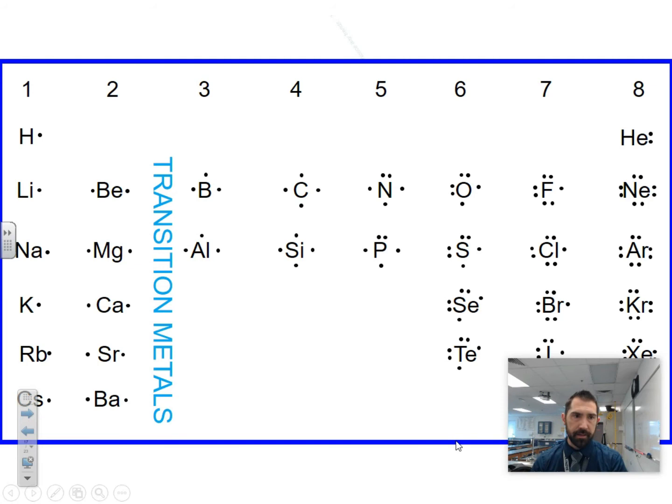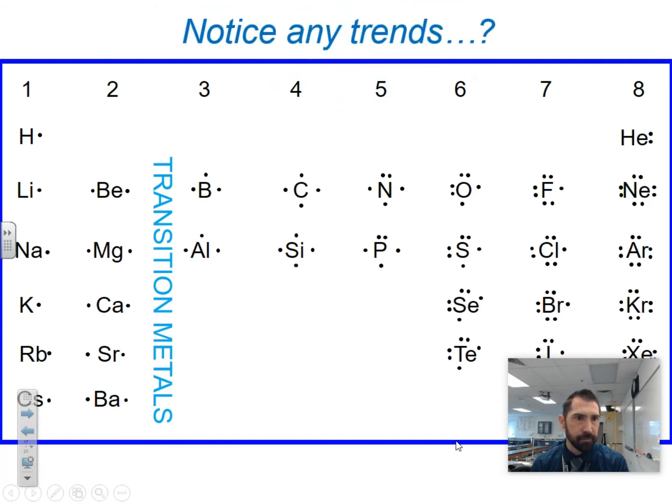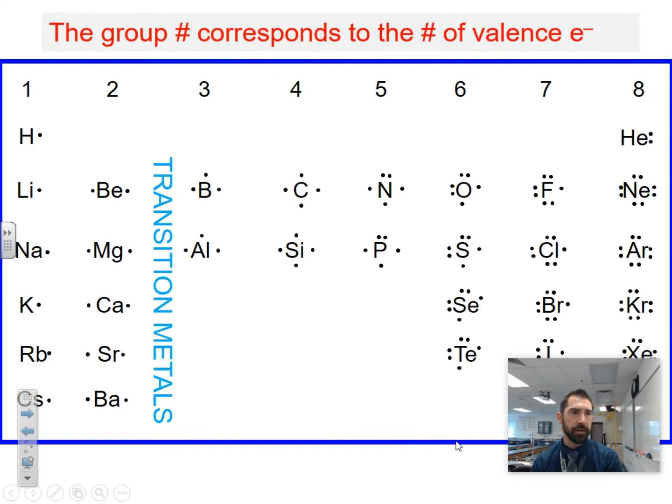So here you go. We've talked about this a bunch. Any trends? Well, I've told you a bunch. And I know this is in red, but just realize the group number, again, we had you go 1 through 8 only. Skip the transition metals. Group number corresponds to valence electrons. So if you know that, it's going to make your life much easier. You can just look at position on the periodic table, and you'll know that sulfur has 6, or chlorine has 7, or silicon has 4.